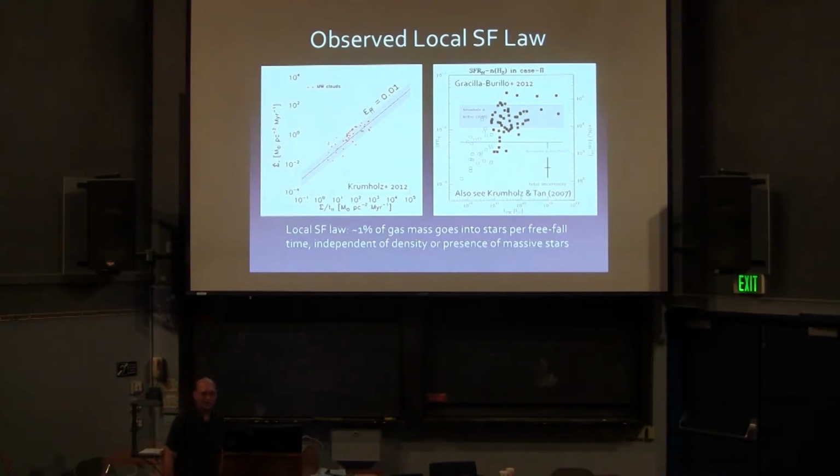Now you can think of this as, on average, at what rate do I put mass into stars per free fall time? That is, in one free fall time, how much of the mass do I put into stars? And the answer is about 1% of it. So 1% of the mass goes into stars every free fall time.